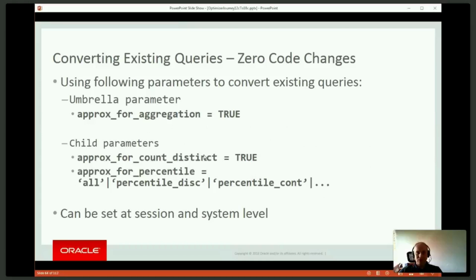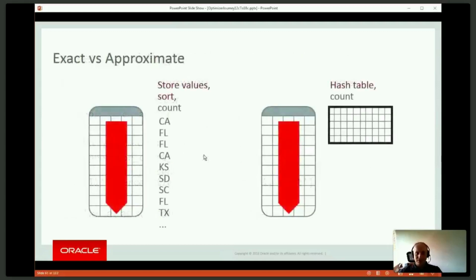And in fact, what's nice is you can set the behavior using parameters. So in other words, what you can do is get the approximate results without changing code. It's a very nice mechanism. So for certain queries that have, for example, counts or certain aggregates, you'll get fast performance, approximate answers without having to change code. It's quite a nice little feature.